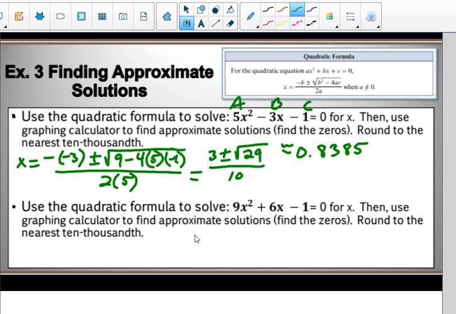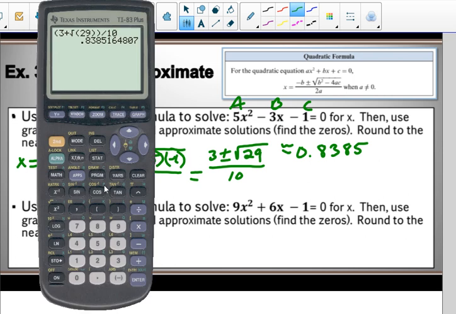Now to find the other one, we're going to subtract it. So we're going to do everything the same way. The only difference is we're going to use a subtraction sign. So we have 3 minus the square root of 29 and parentheses divided by 10.